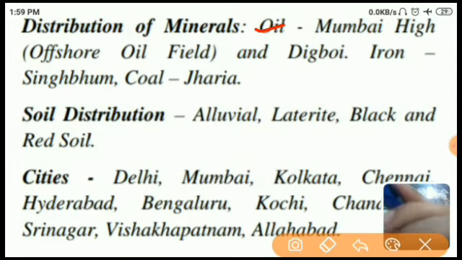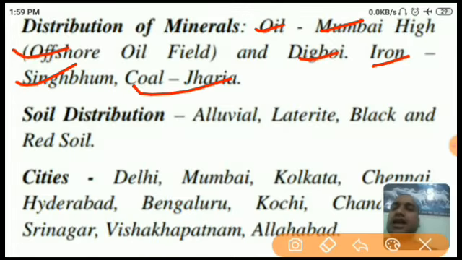Then next is the distribution of minerals. The oil, which is Mumbai High, is where oil is excavated, or we can get oil. There are oil refineries, we can say that. So Mumbai High is an offshore oil field, and Digboy is the onshore oil field. Next one, for the iron, it is Singhbhum. For the coal, it is Jharia. So these all are the distribution of minerals. So we have to locate their location.